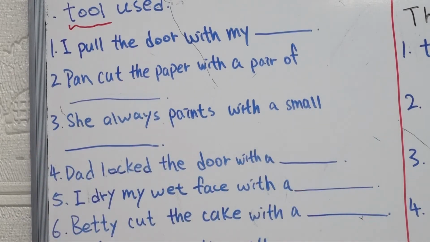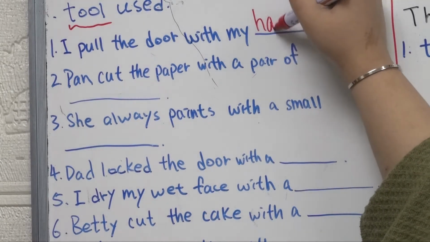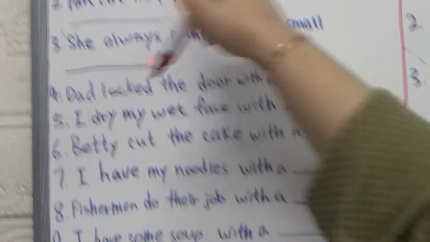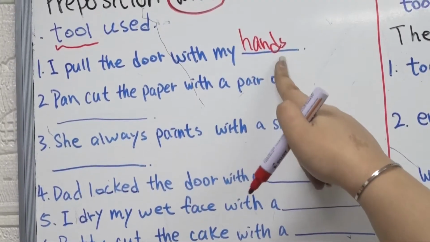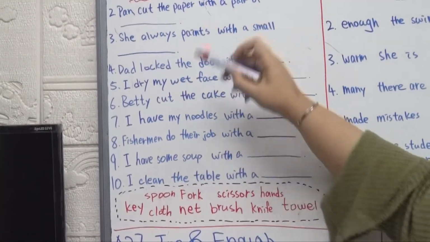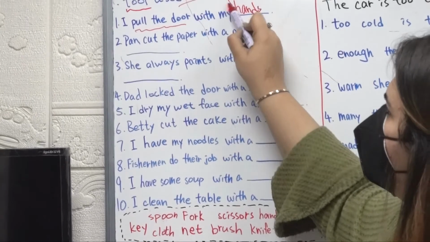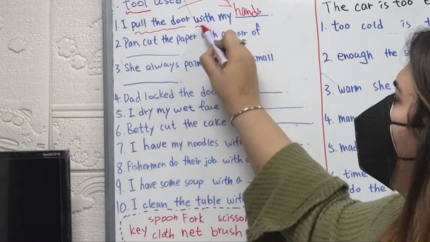So, which tool do you use to pull? Hands. Very good. So, the correct answer is hands. Excellent. I pull the door with my hands. So, pull the door is the action, right? And the tool I use is hands. Okay? That's why we use with.